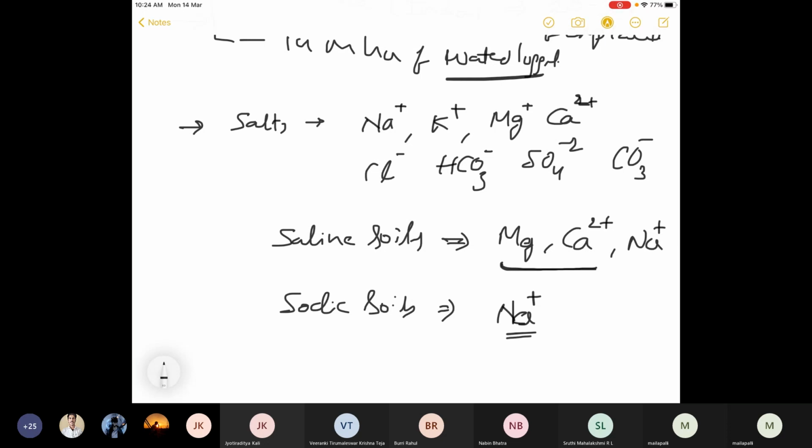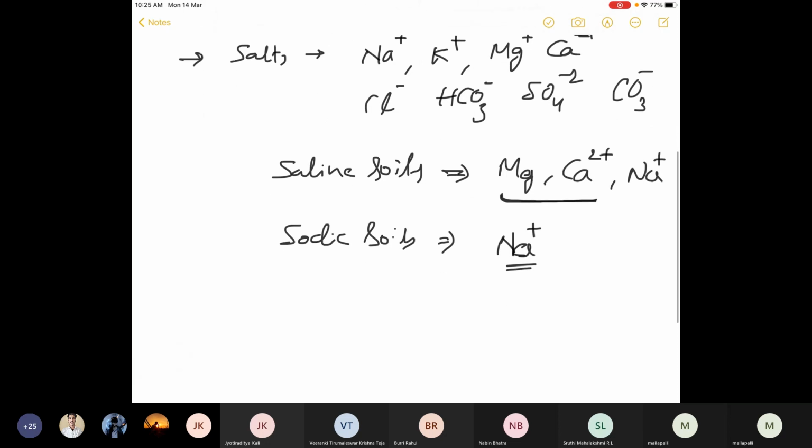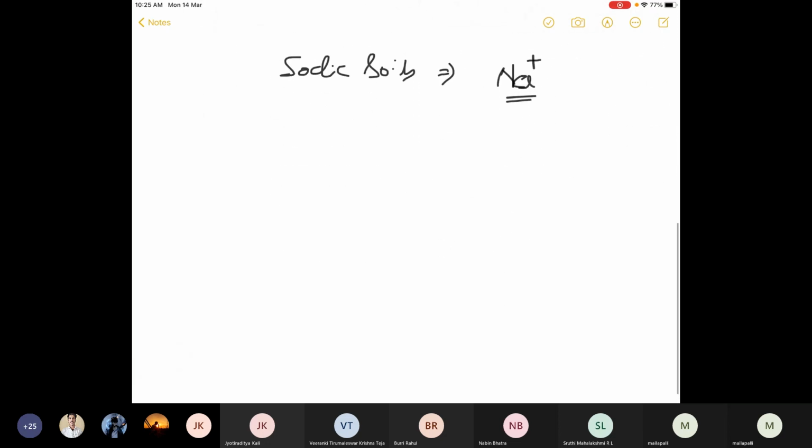So then the question here is, who is dumping these salts in the field? There could be two sources. One is natural.